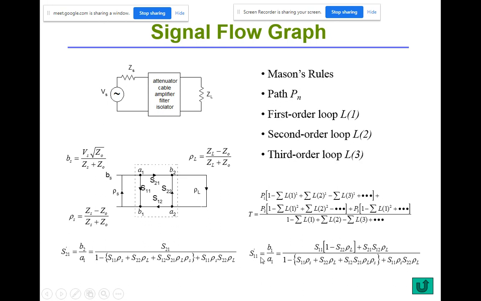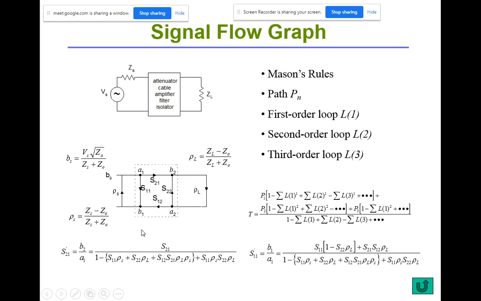And S11 is B1 over A1. Similarly, B1 is not just the reflection coefficient, but also includes some signal that is transmitted from port 2 to port 1. So you can calculate S11 prime, that is the measured or actual S11 due to the cascading of two blocks. So S11 prime will be given by this formula.